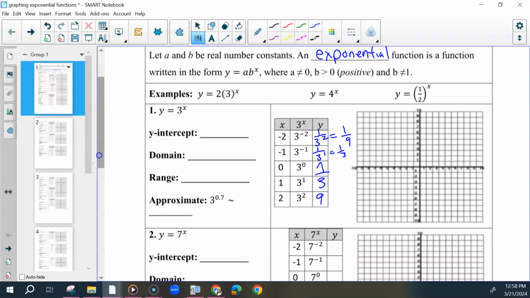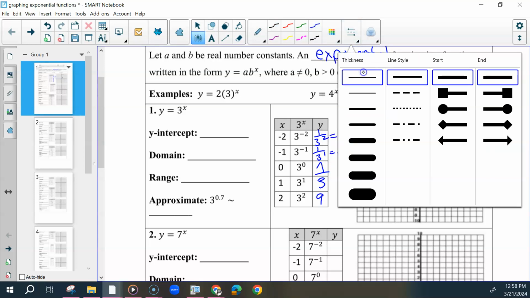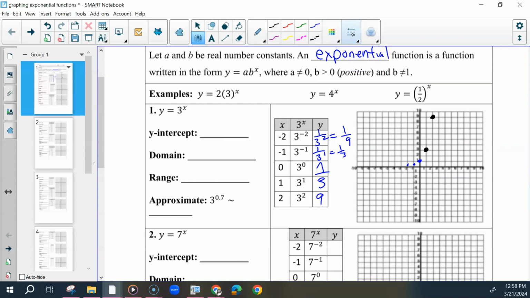So when I graph these, at -2, my point is 1/9, so this is going to be kind of close to the x-axis. At -1 is 1/3, so a little bit higher, but not much. 0, 1. 1, 3, and 2, 9. And then it's going to look like a curve. So I'm going to connect those points. And I'm going to show you what the graph actually looks like. But it's going to look something like this.